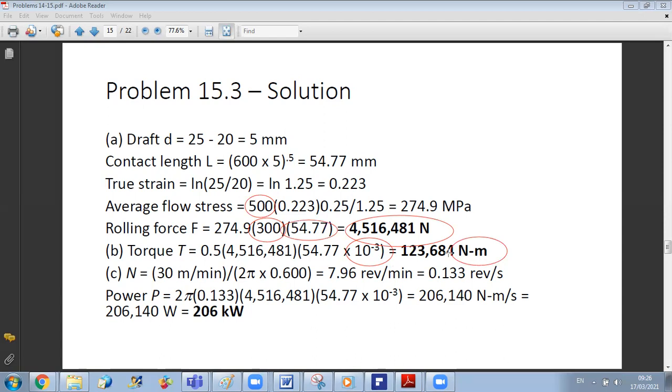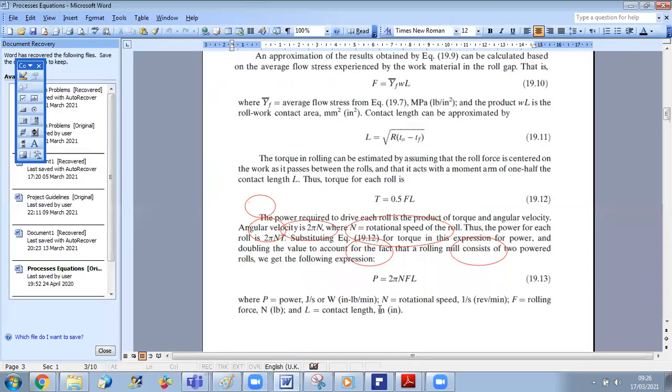Now, after finding your torque, you need to find the total power. So here you can use several formulas. If you want to use the formula of the course material, which is this one, 2 pi N F L, you should make sure that N is in revolutions per second, in order to get P in watts. Or instead of using this formula, you go back to the main formula, which is total torque times omega. Also, you will get the same result.